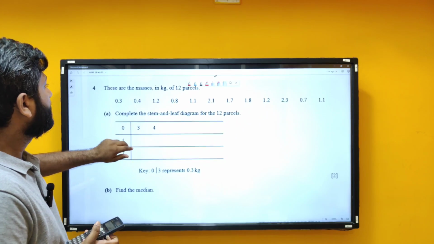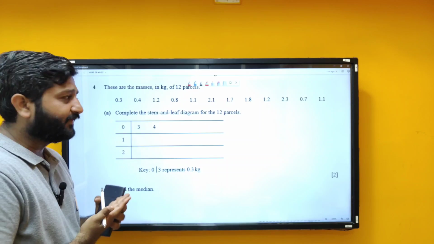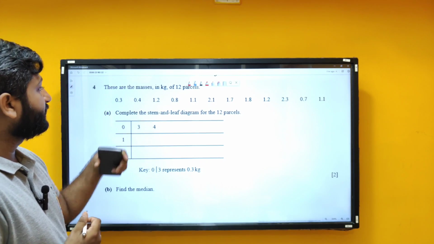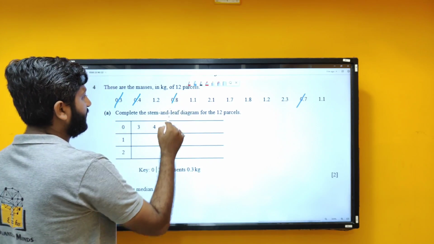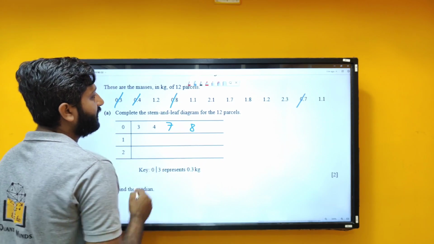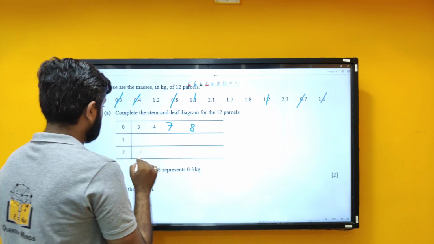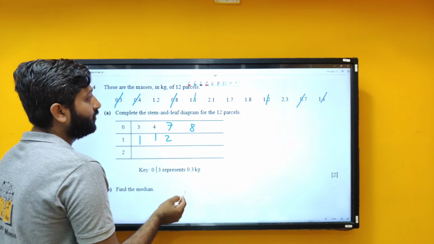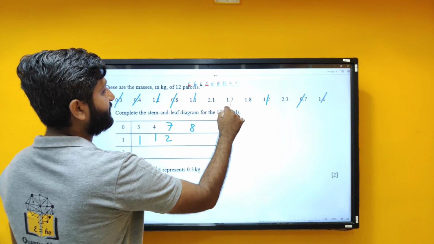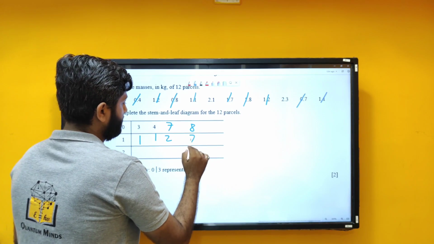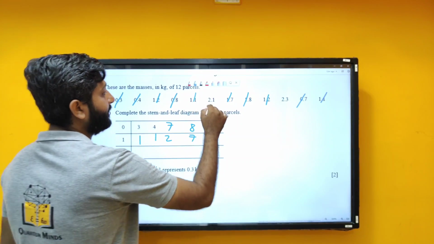Next question states, these are the masses of 12 parcels. Complete the stem and leaf diagram for the 12 parcels. So this is 0.3, 0.4. Then we have 0.7, 0.8, so I'll write 7 and 8. Now I have 1.1, 1.2. Then we have 7 and 8. Then I think we have 1 and 3.